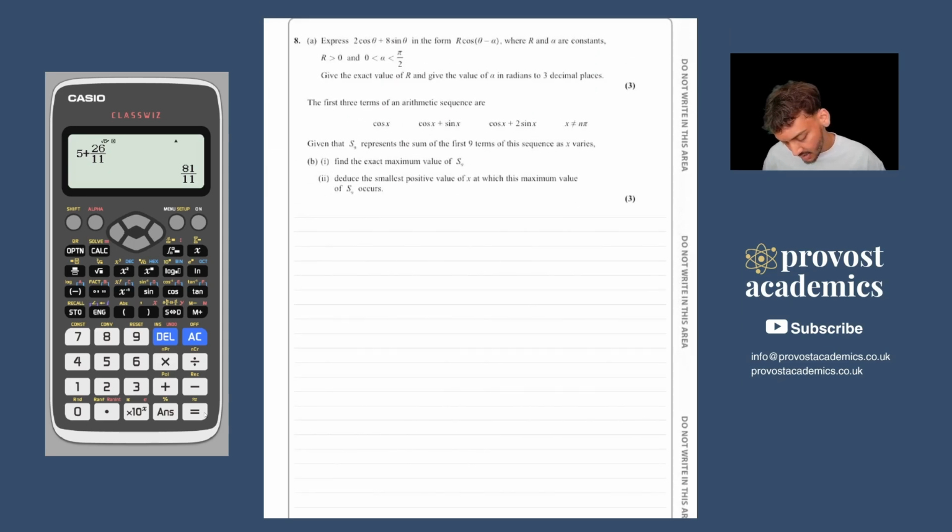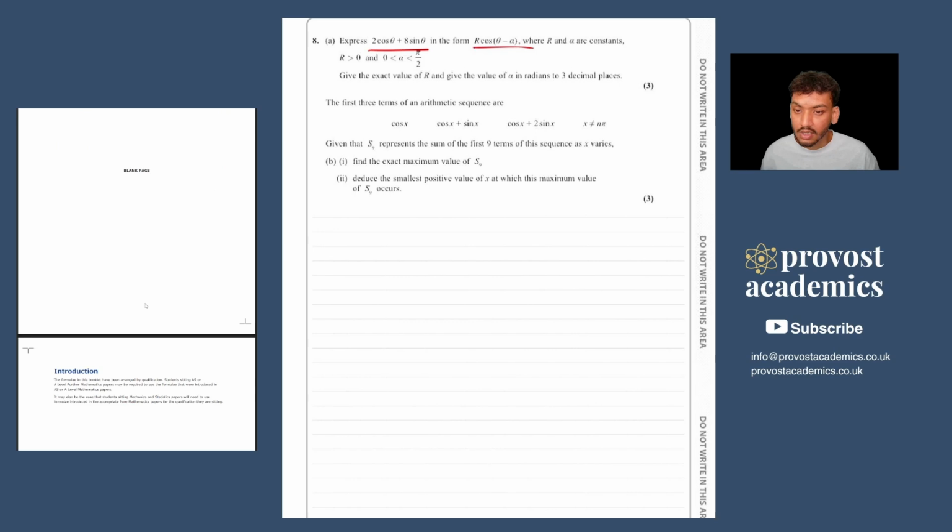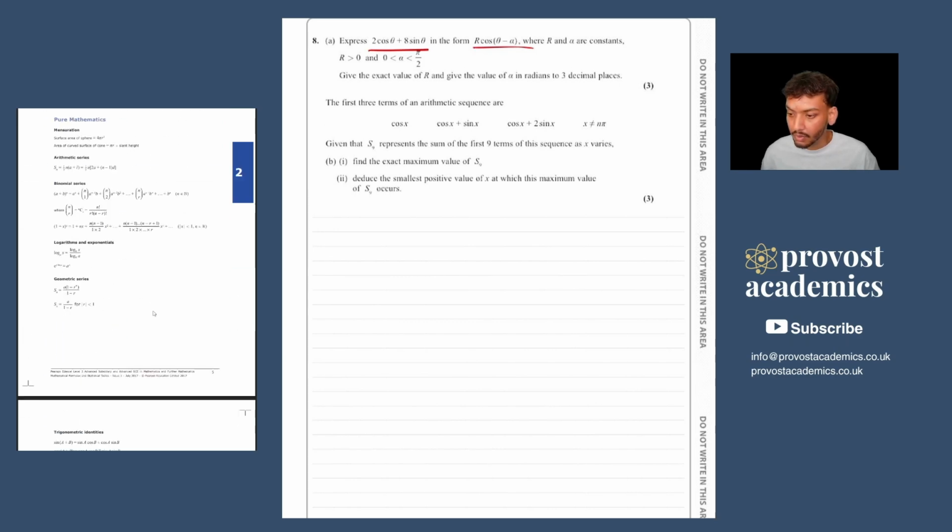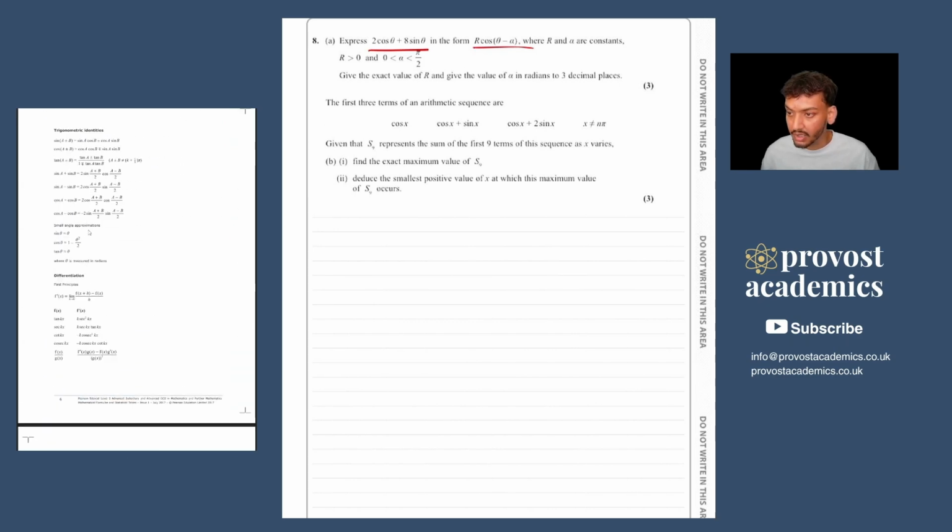Okay, nice. Okay, so we've been given a trig expression. They want it in terms of R cos theta. Okay, cool. So here, what we'll do is we'll quickly hop on to the formula booklet, because you'll be given the addition formula for cos. There you go. So let's write that down.